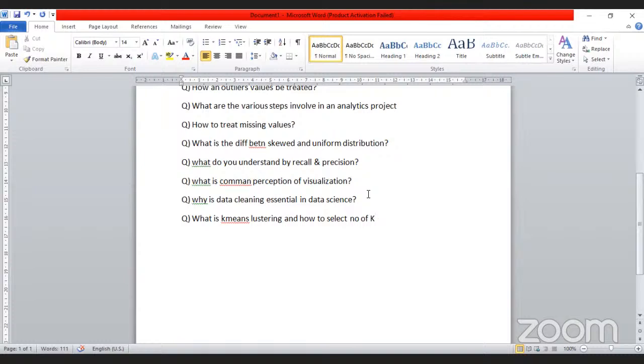Now, how to select k for k-means clustering? In k-means clustering, we have an elbow plot. In that elbow plot, we have to see the drop in values. The elbow plot has the number of clusters on the x-axis, and on the y-axis we have the WCSS value.